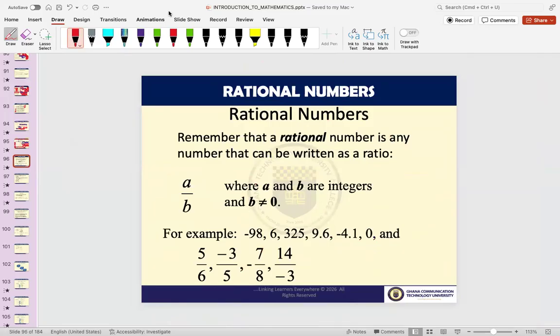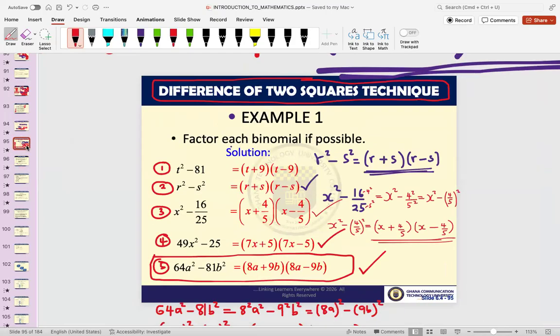Yes, Stephen. Yes, unmute yourself and ask your question. Sir, please, good morning. Good morning, and good morning, class as well. Sir, please, is it possible for a question to start with negative 49x squared? Yes. That's number 4.